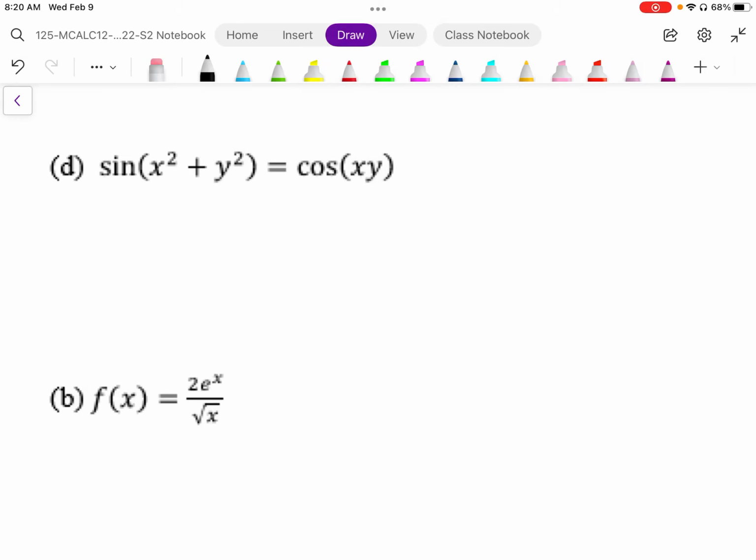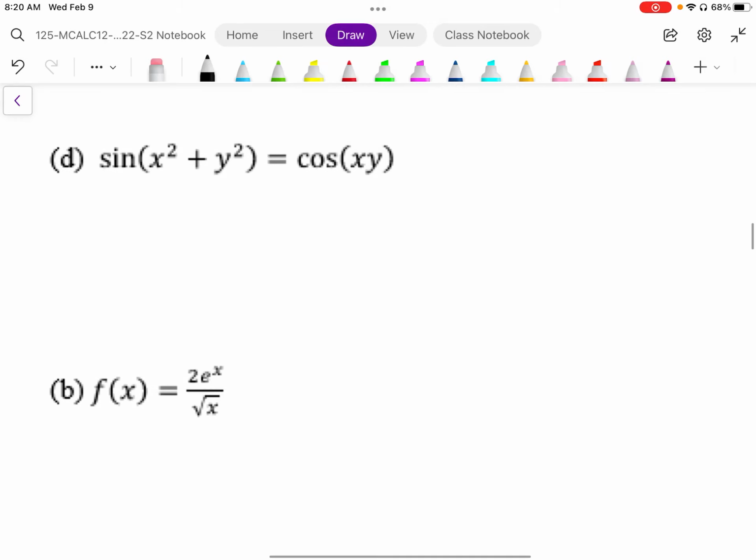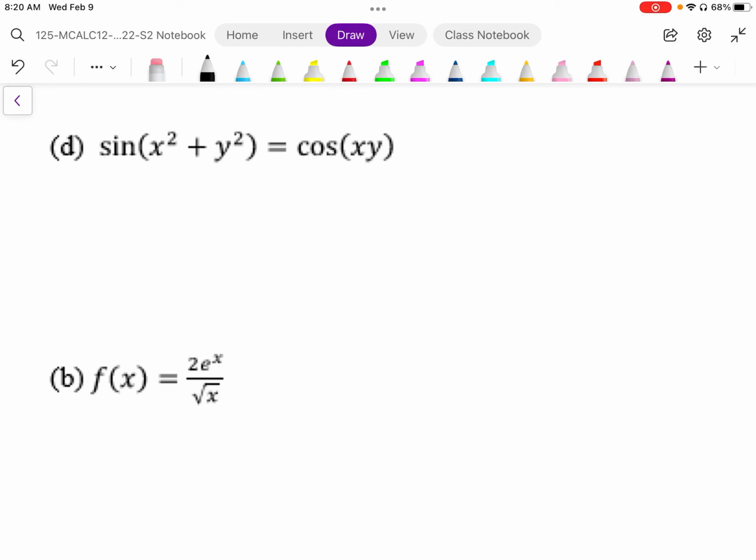For 6D, we're going to implicitly differentiate this expression. So I'm going to first differentiate the left side, and I'm going to work outside in using chain rule. And whenever I differentiate y, I need to add on a y prime, or dy by dx.